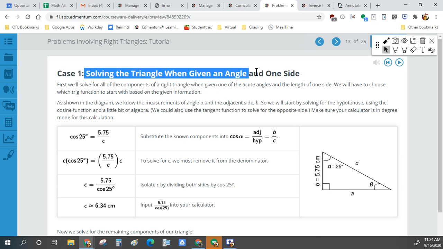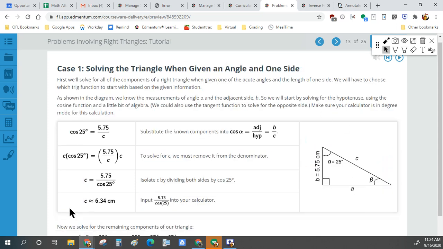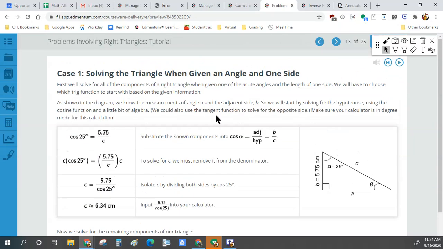So solving a triangle, solving the triangle when given an angle and one side. So they want us to solve for a missing side of a triangle. So the way we do this is we're going to use our angle and whatever trig function. So you have to identify your trig function first. So if they want us to solve for our C, we have to identify that our C is our hypotenuse.